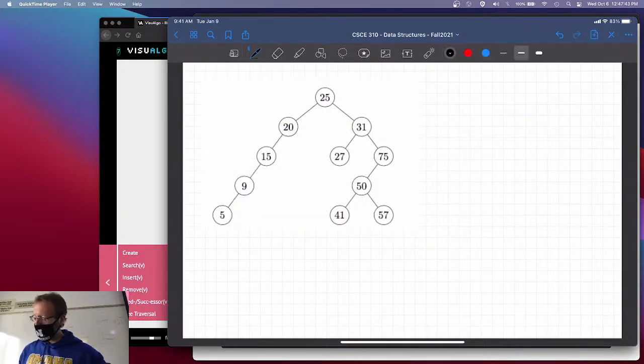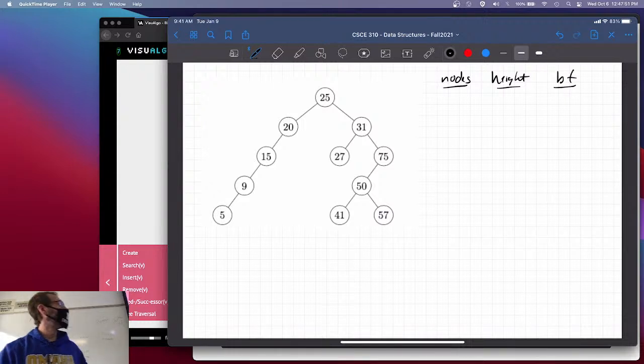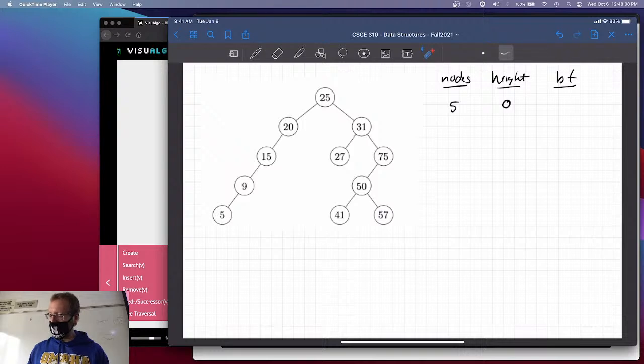All right, so let's go ahead and take a look at each one of these nodes and indicate its height and the balance factor at that node, okay? Let's start at the leaves first. 5 is the least value here, right? So what is its height? It's a leaf already, right? So its height is what? 0, okay?